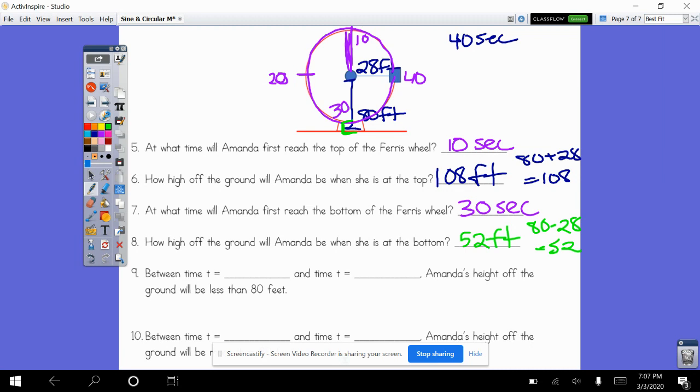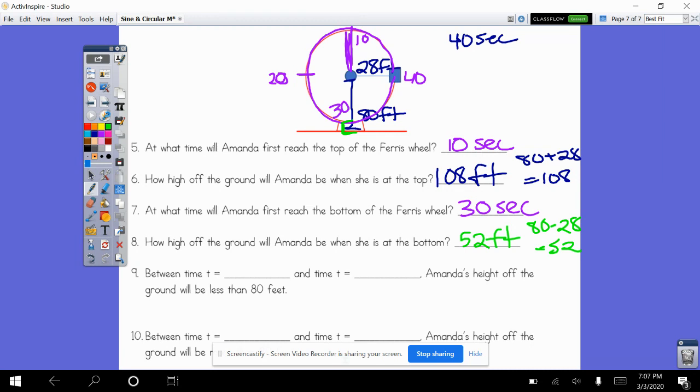Again, for all these questions asking about the height, sometimes you really don't need to use sine. These are examples where it's just the height of the center plus the radius, or the height of the center minus the radius to get the lowest height. So don't overthink those.